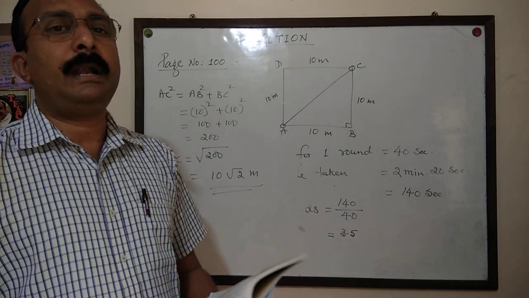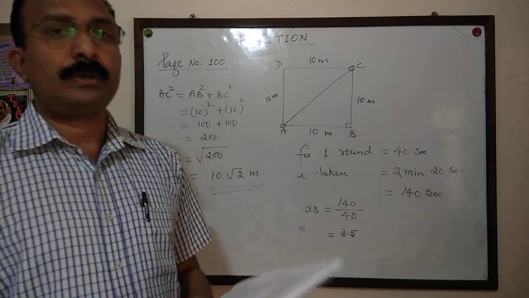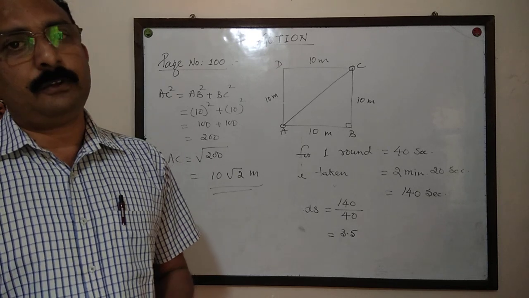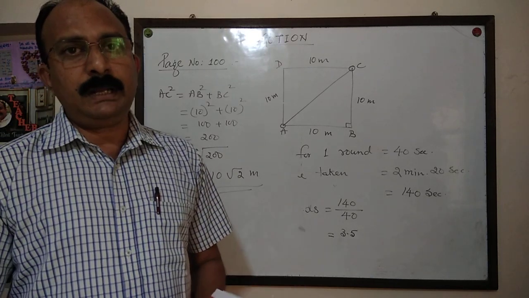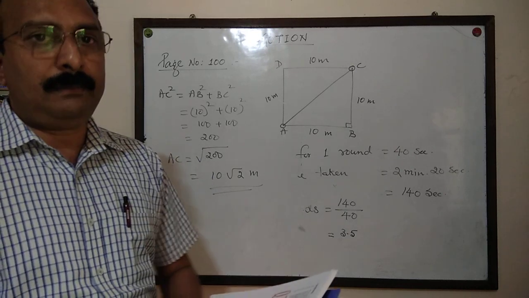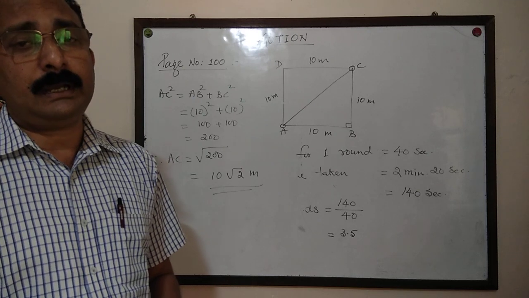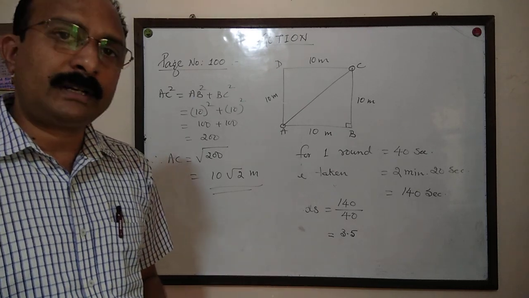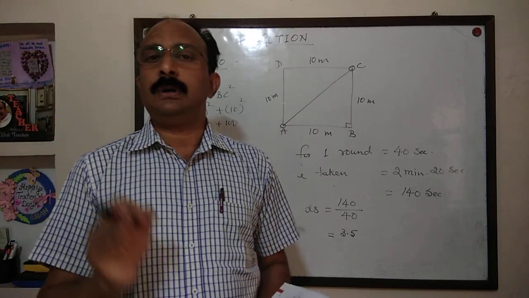Now page number 102, question number 1. Distinguish between speed and velocity. It is already there in my previous classes. Speed is distance travelled upon time taken. Velocity is displacement upon time taken. Speed is a scalar quantity. Velocity is a vector quantity. Or speed with direction is called velocity.